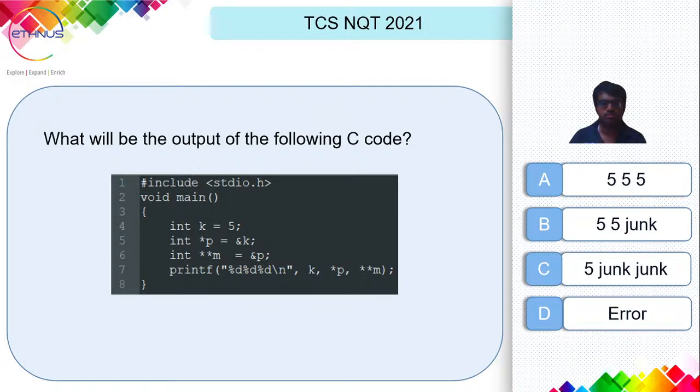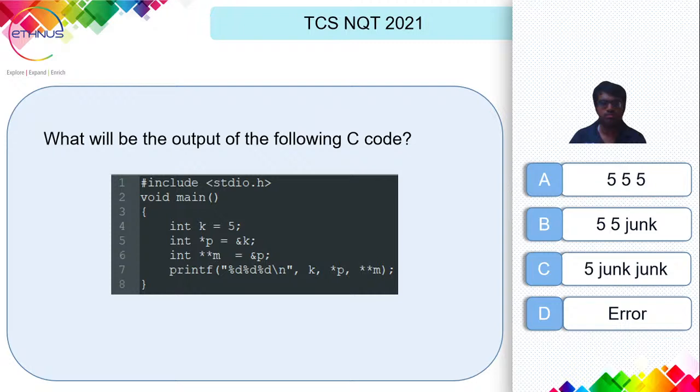So let's see how does this work, all right? So firstly, you have int k is equal to 5, right? And then you have int star p is equal to ampersand k. Ampersand k is nothing but the address of operator. And then you have int star star m, that is a pointer to a pointer. So this is an int pointer, and this is a pointer to an int pointer.